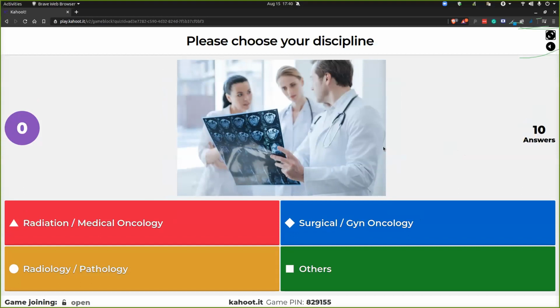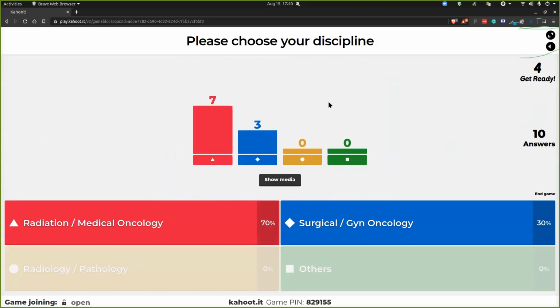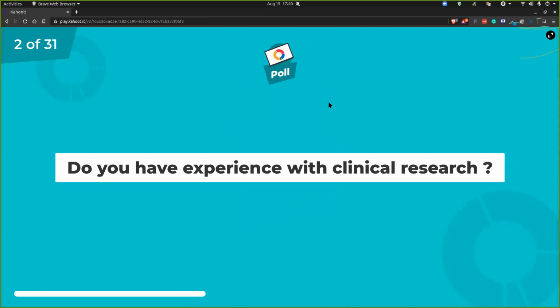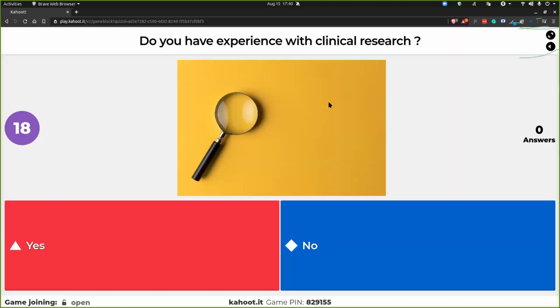Okay. So the question was to choose your discipline. This is a poll question. We have 70% radiation oncologists. Do you have experience with clinical research? Good. We have a good number of answers coming in.